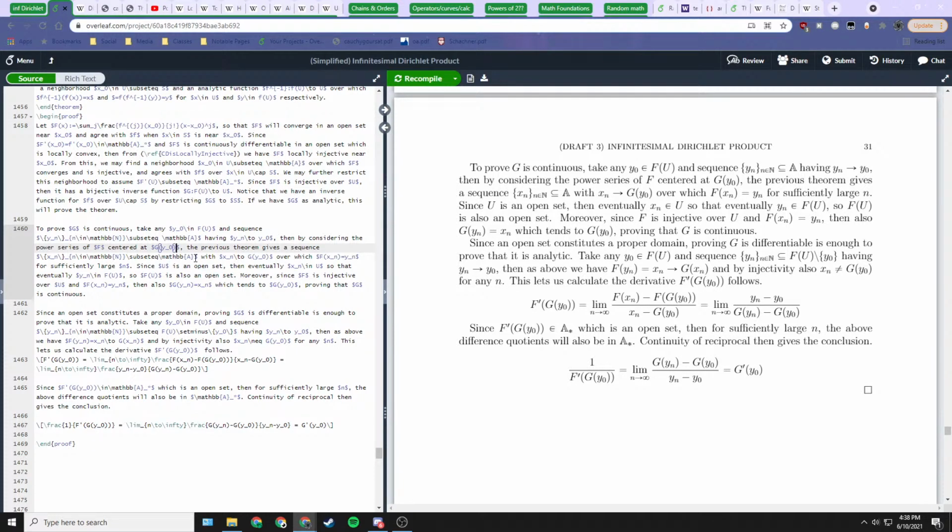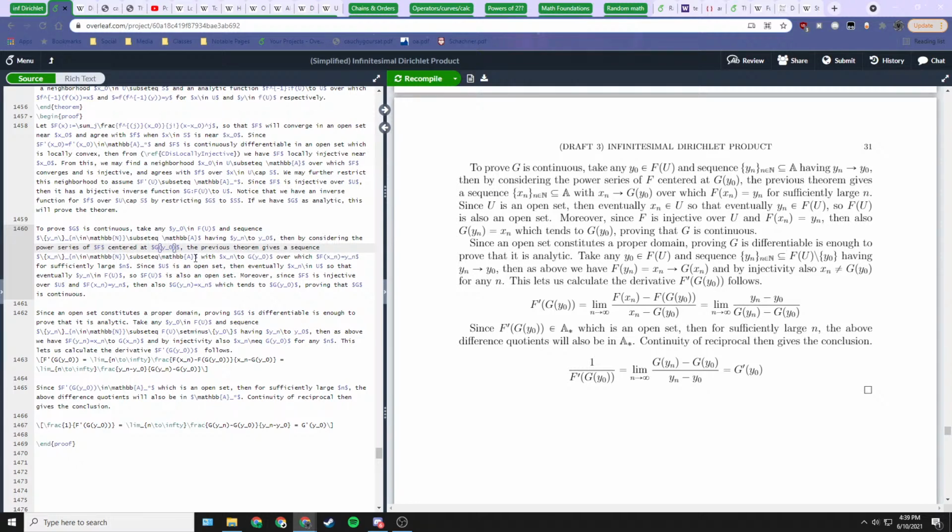Okay, since u is an open set, eventually xn is in u, so that eventually yn is in f(u), so that f(u) is also an open set. Moreover, since f is injective, then also g(yn) equals xn, which tends to g(y0), proving that g is continuous.